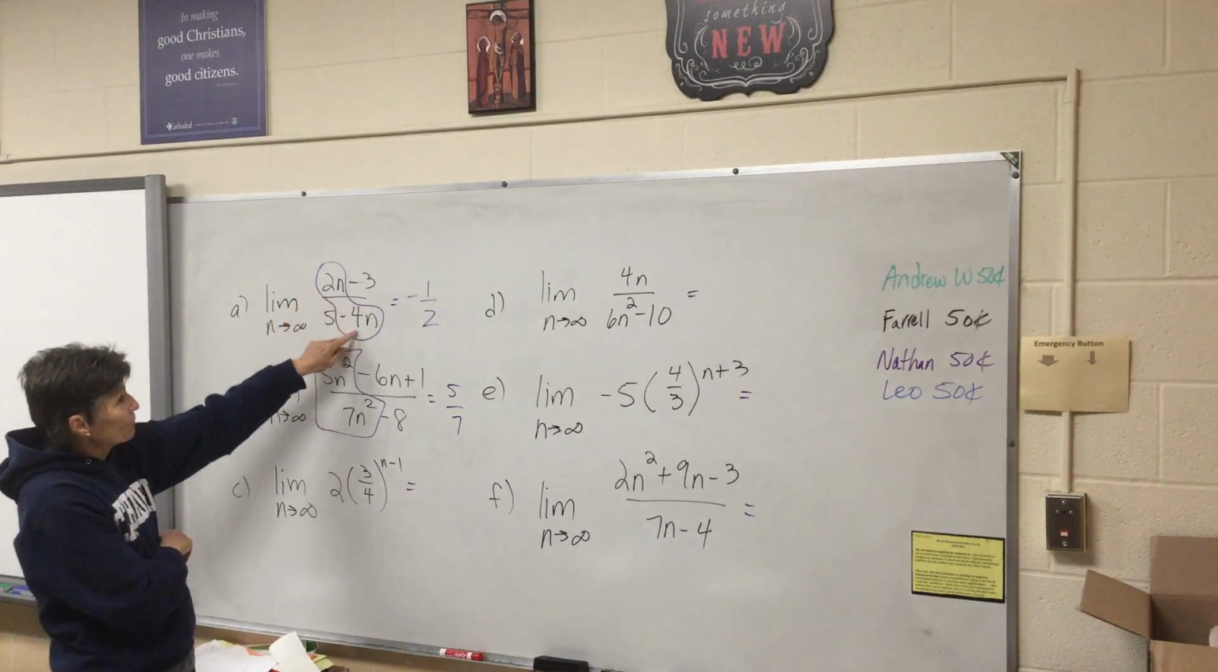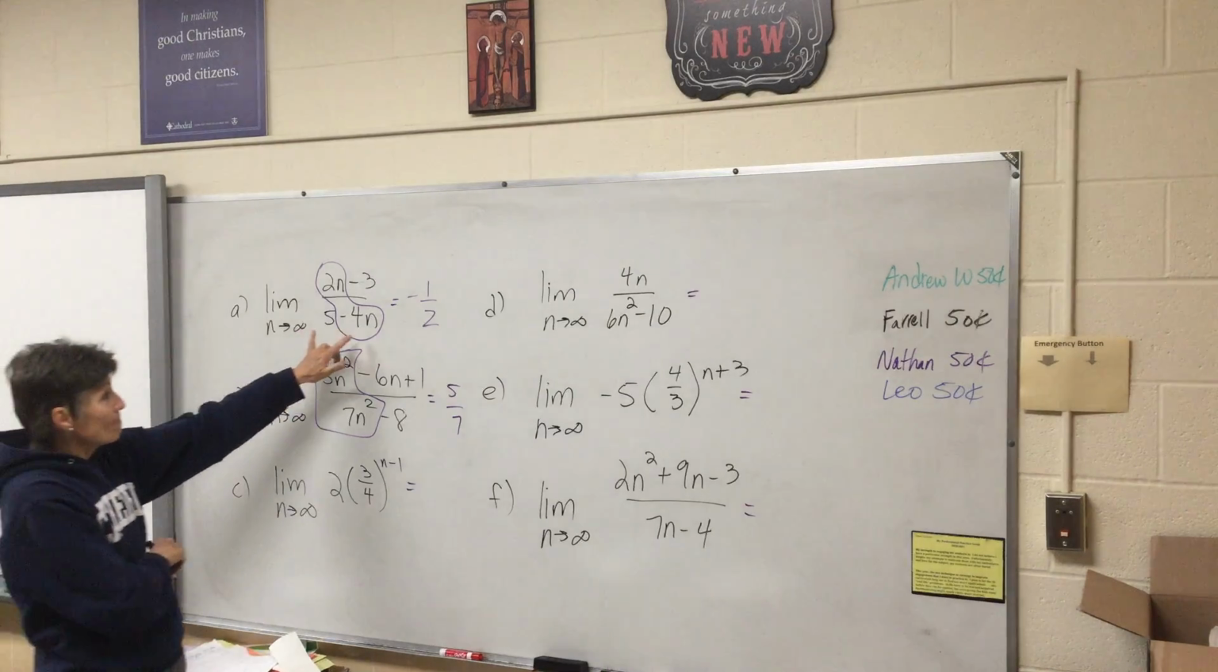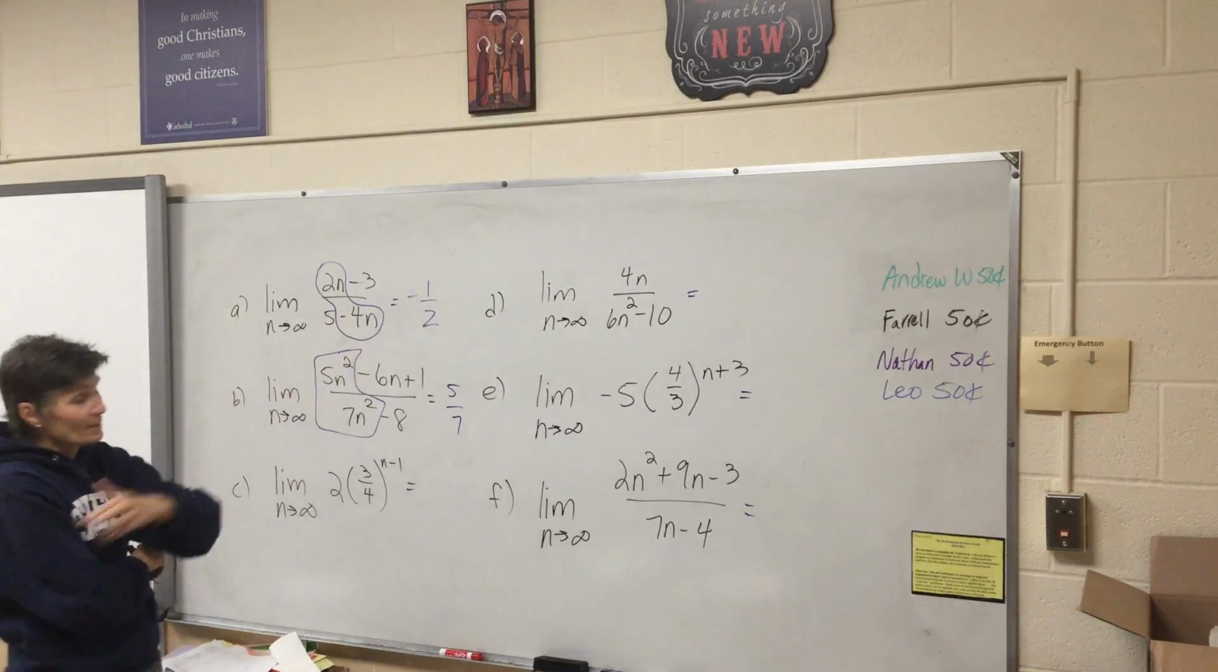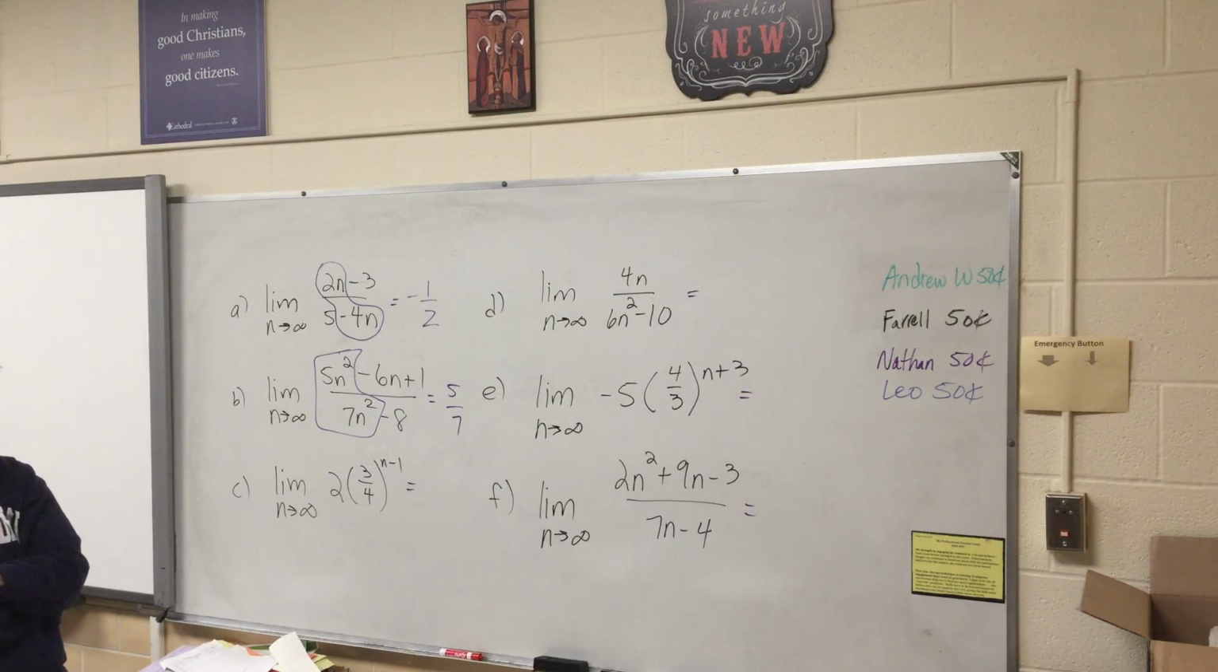Yeah. 2n over negative 4n. But yes, it is negative 1/2. Very good. Very, very good. Doesn't matter that I turned around the bottom there. It's still n over n, so that's perfect. All right, anybody see any others?